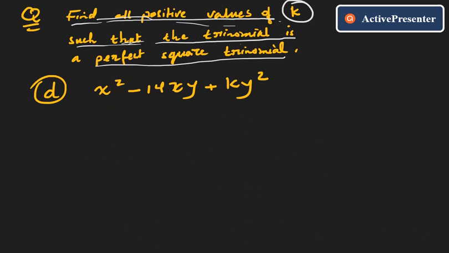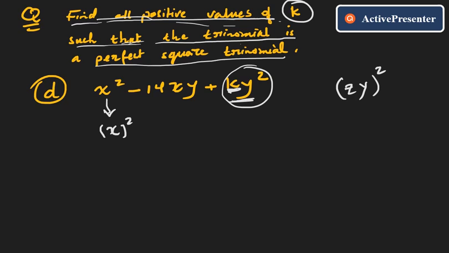Find k that makes this trinomial a perfect square trinomial. This is x to the power 2 and this is k multiplied by something, ky squared. You see, ky squared. Focus please on it. A perfect square means that, let's say, ky squared is a multiplication of zy, (zy) squared. If you square it you will get ky squared. So let's take zy, and we have here x squared.